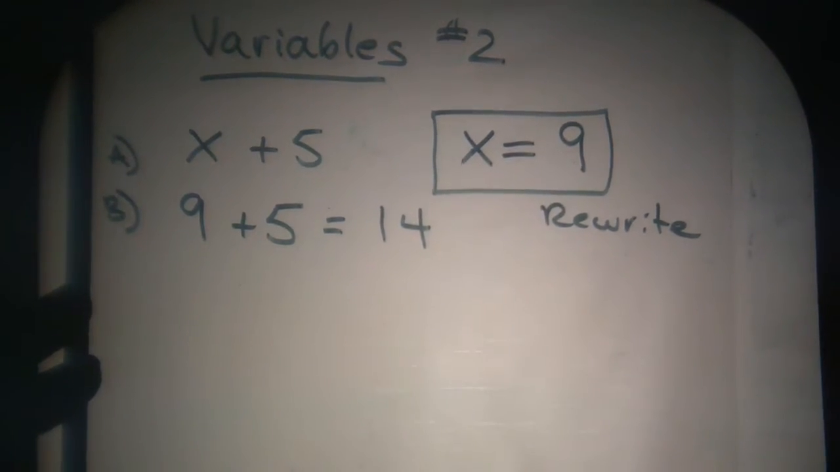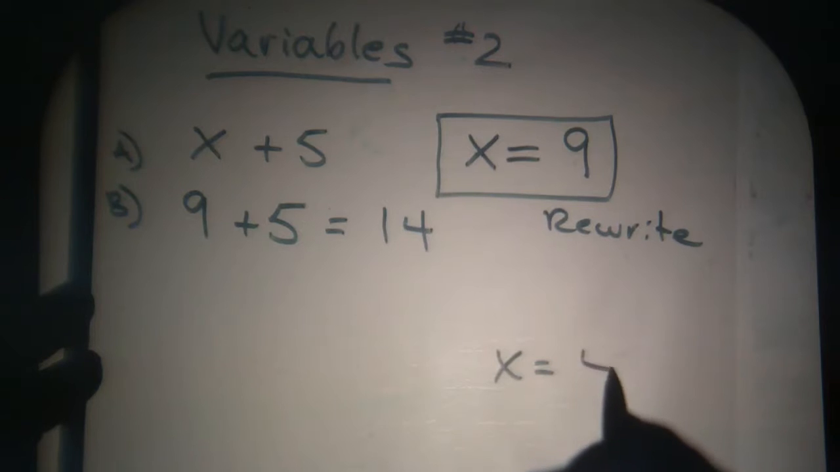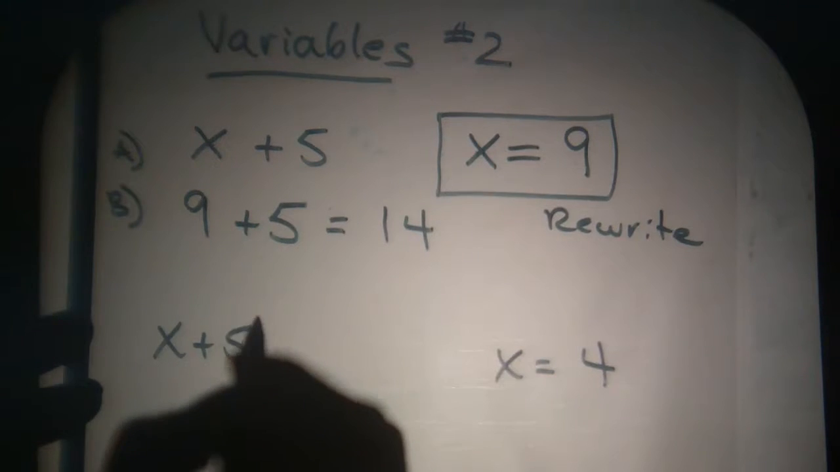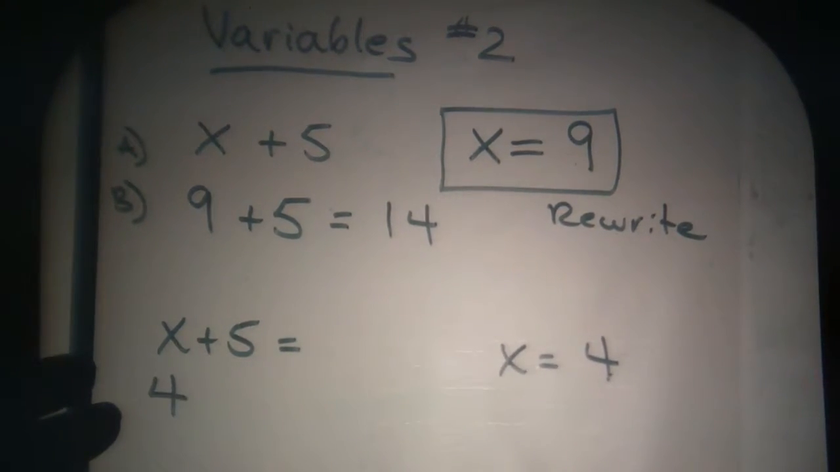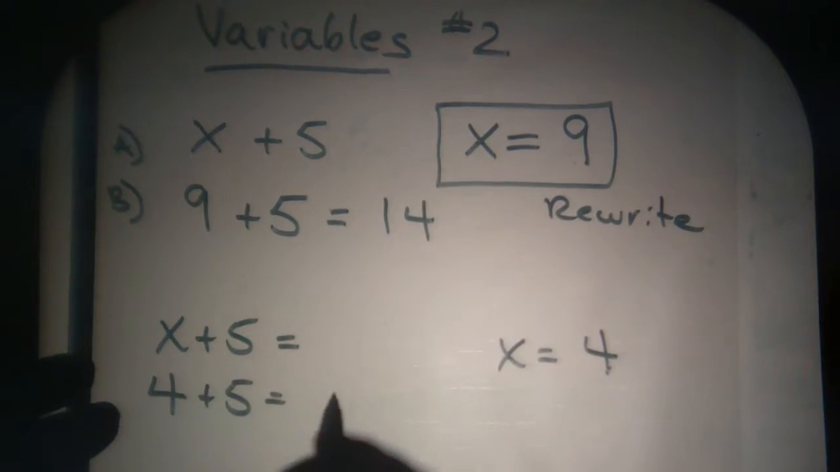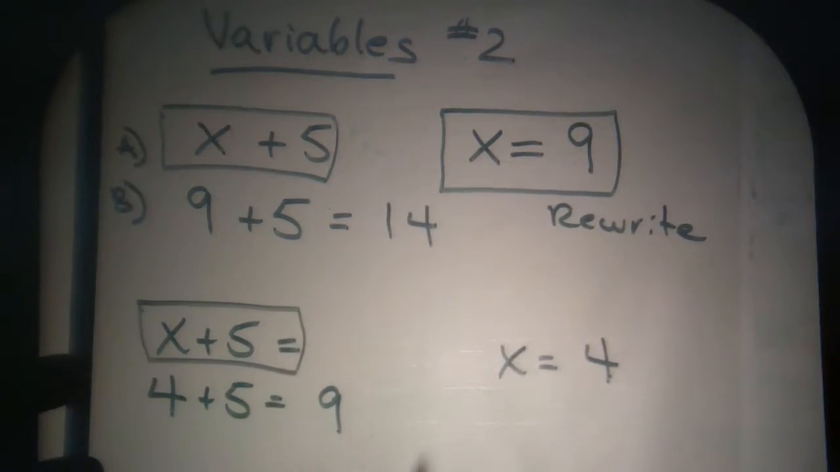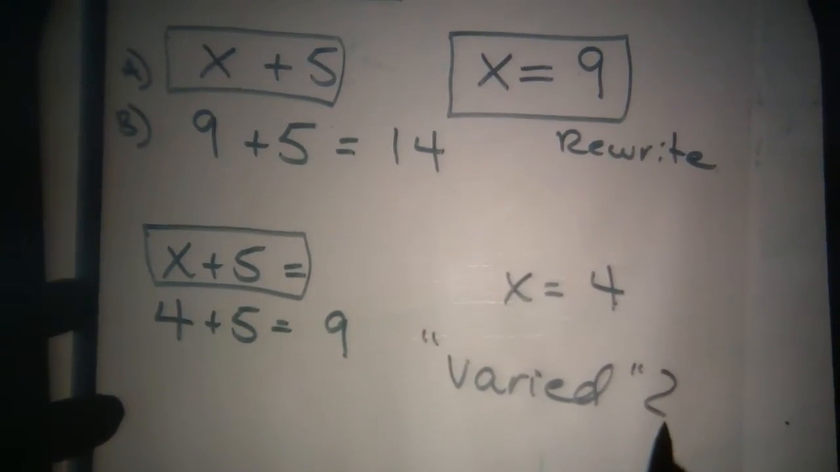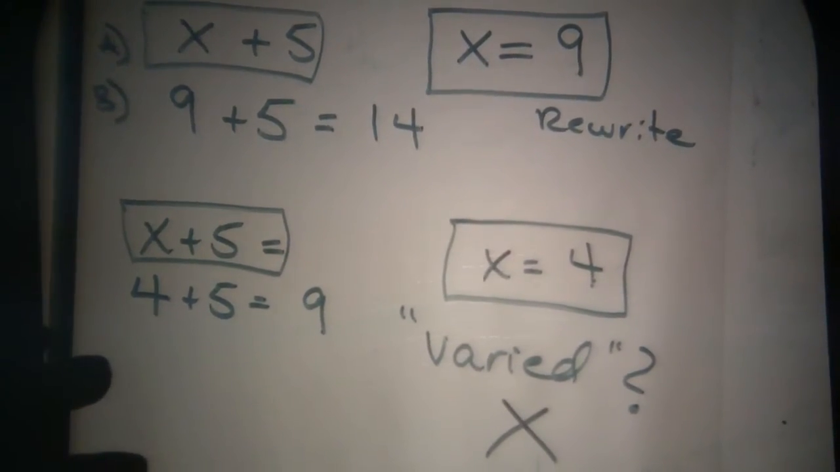X can be represented, I could say that x also is represented by a 4. At that point, if I'm rewriting it, x plus 5, the same exact expression, I would just now take the 4 instead of the x. Rewrite it, 4 plus 5 equals 9. Same original expression. What changed or what varied? What x represents. X varied. Alright?